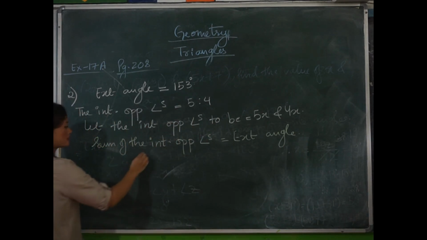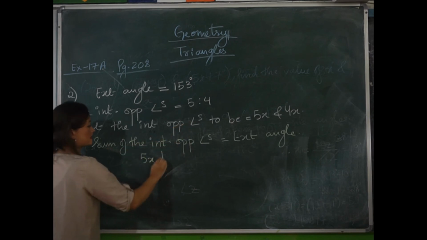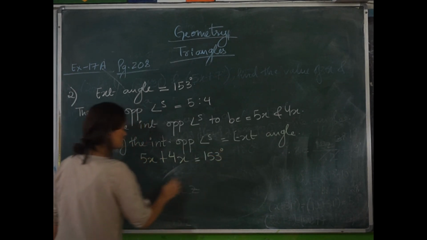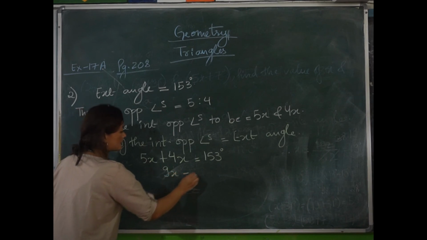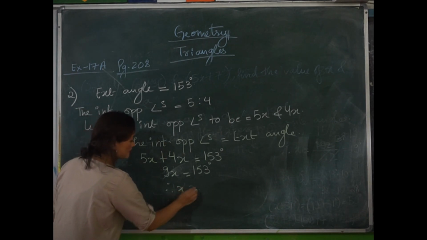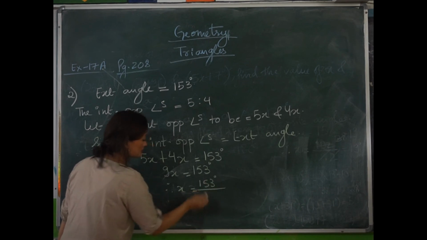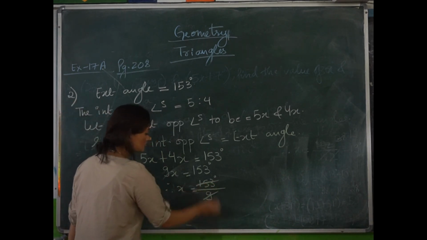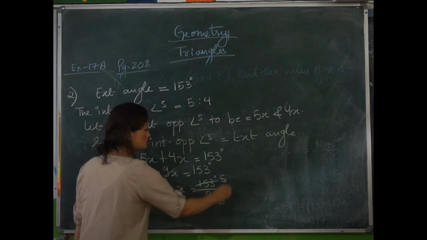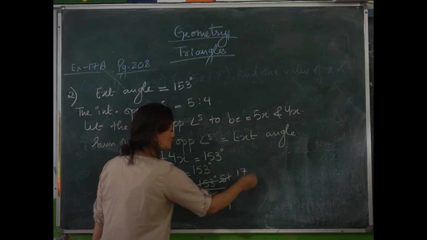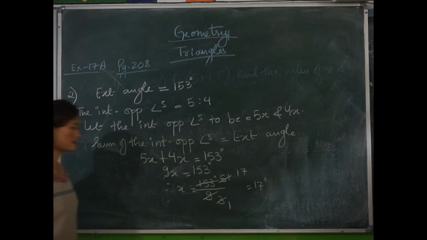So what is the sum of the interior angles, which is 5x and 4x, and it would be equal to 153 degrees. So 5x plus 4x is 9x, which is 153 degrees. So if we need to find the value of x, 153 degrees divided by 9. So 9 how many times? Let's start with 3. 3 5s are 15, 3 1s are 3. Further simplifying, 3 1s are 3, 3 7s are 21. So what do we get as the value of x? We get the value of x as 17 degrees.